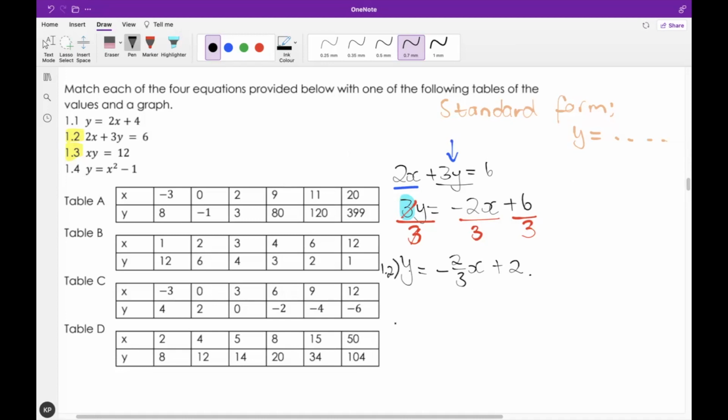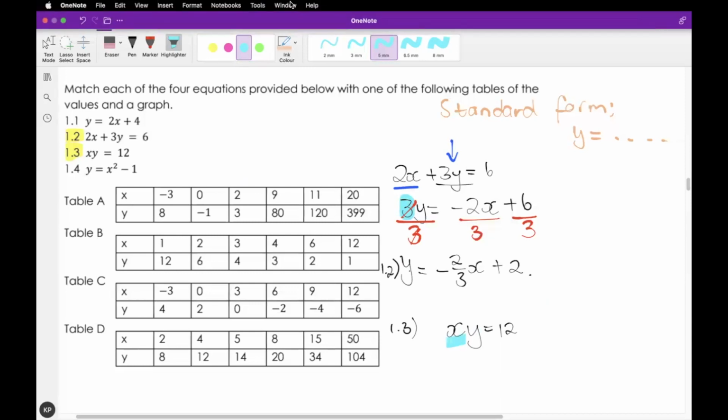Let's work with 1.3, which will go much quicker. It says x times y equals 12. How am I going to get rid of this x in front of my y? This one. Not minus, because I'm currently multiplying it. So how do I get rid of multiplication?